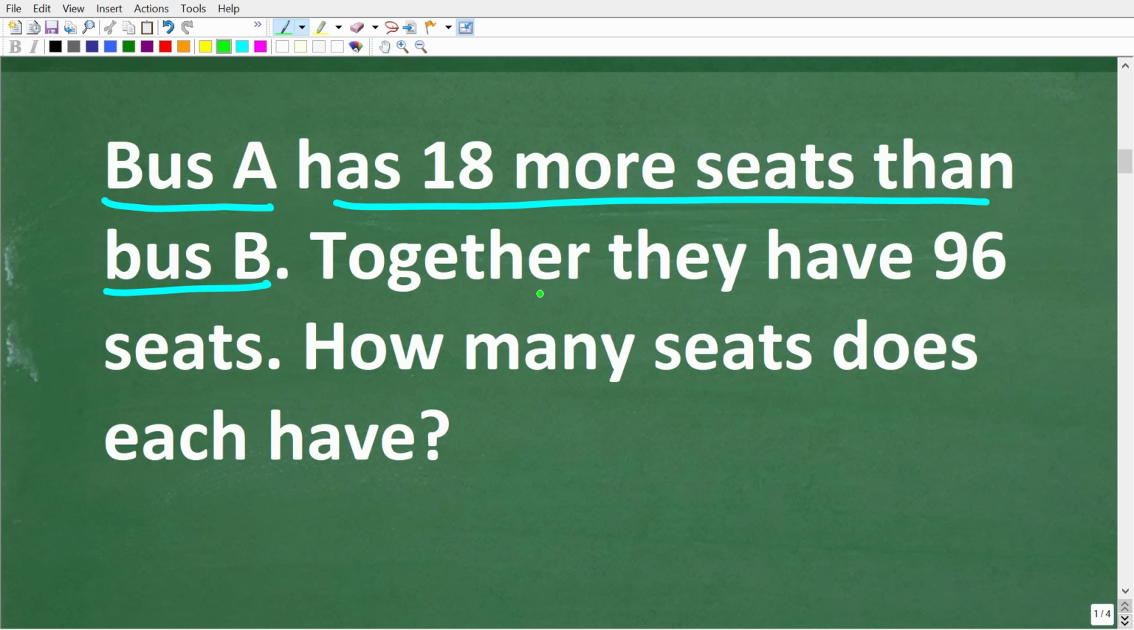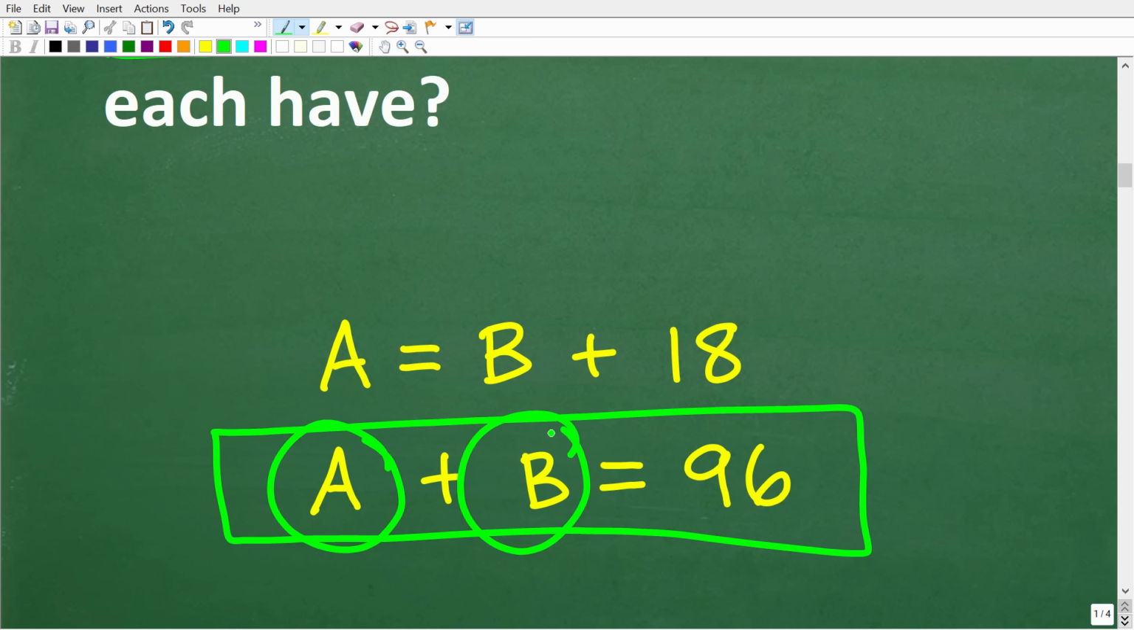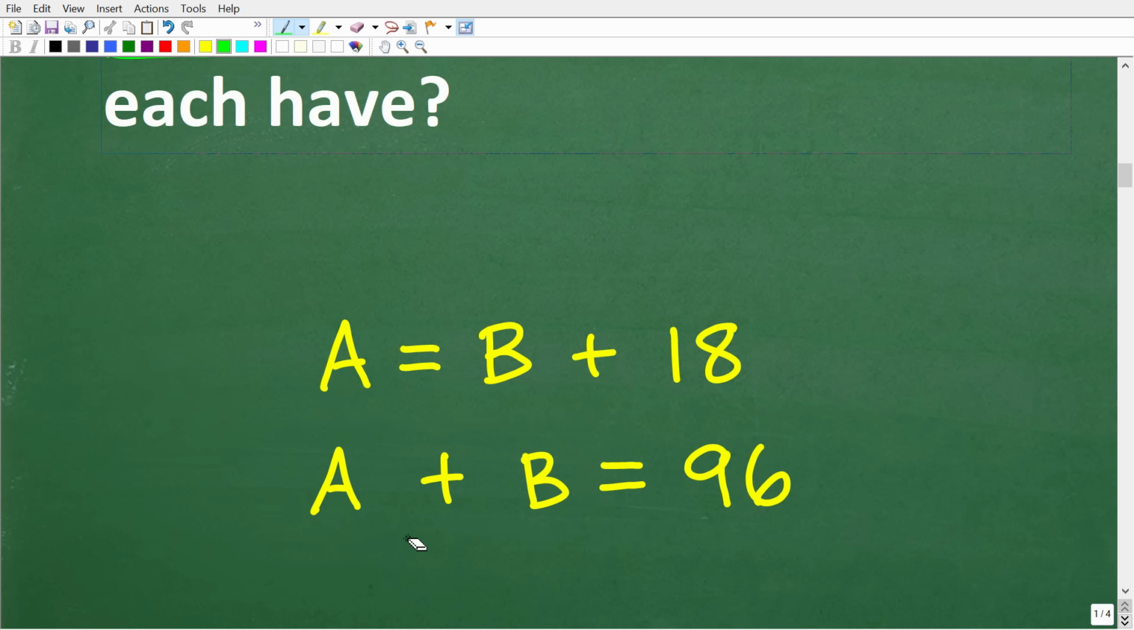Now, here is another part of the problem that should be pretty easy to build an equation from, and that is together they have 96 seats. Matter of fact, let's build this equation right here because this is nice and easy. So together they have 96 seats. So this equation is going to be this. A plus B is 96, right? So the number of seats on bus A plus the number of seats on bus B is 96, right? So together they have 96. All right, so this is a nice, easy equation. But again, we have two variables. We need two equations. And what we're building here algebraically is something called a two variable linear system.